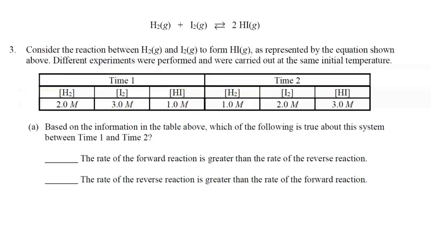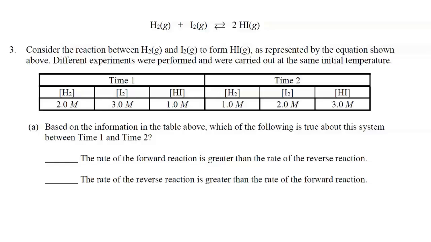So what we're going to do in question 3 is compare the amount, in this case the concentration, of the reactants and the products at 2 different time intervals. And based on how those concentrations are changing, then we can decide if there's a net conversion from reactants to products or a net conversion from products to reactants. Okay, let's take a look. Question 3 says, consider the reaction between hydrogen, H2, and iodine, I2, to form hydrogen iodide, HI, as represented by the equation shown above. Different experiments were performed and were carried out at the same initial temperature.